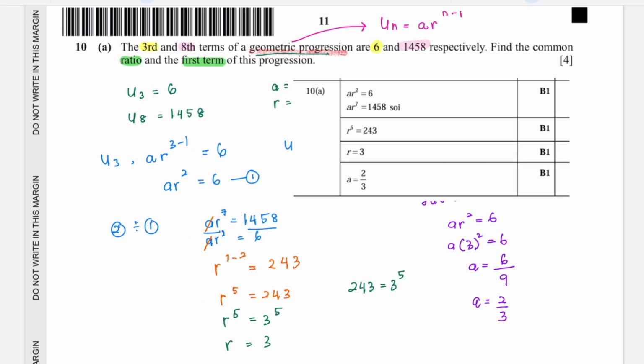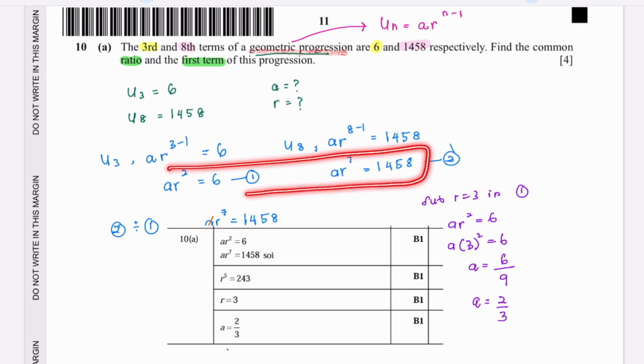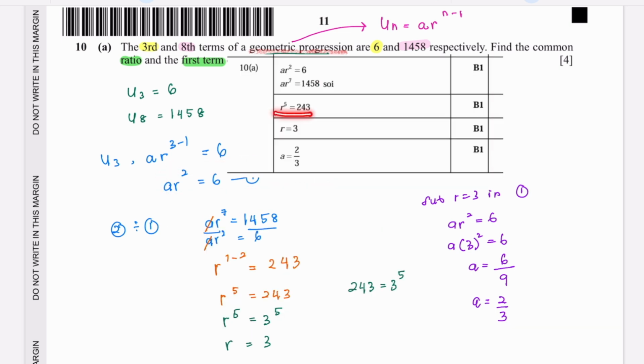This is the marking scheme. The first mark comes from when we know how to use this information of 6 and 1458. When we know how to use the information that is given in the question, that is 1 mark. R power 5 is equal to 243. This is 1 mark. R equal to 3, that is another mark. And when I substitute back the R value and find A, that is my last mark.